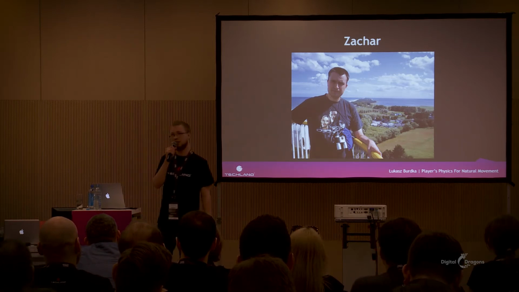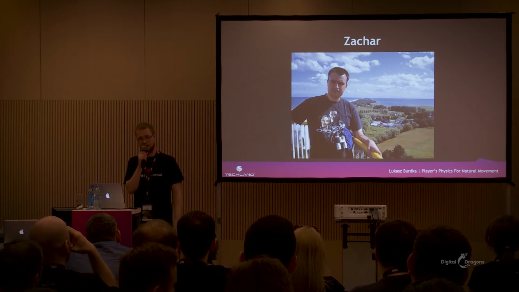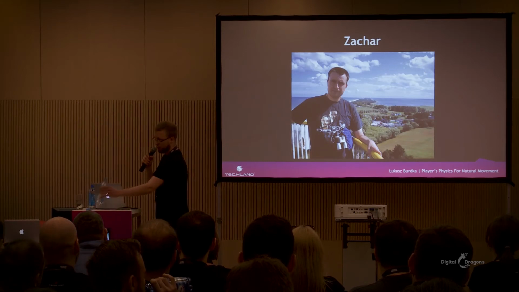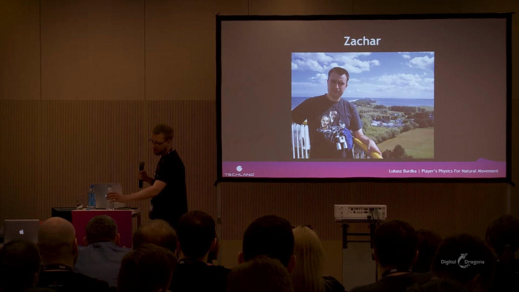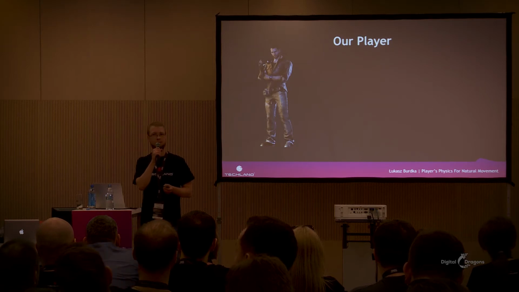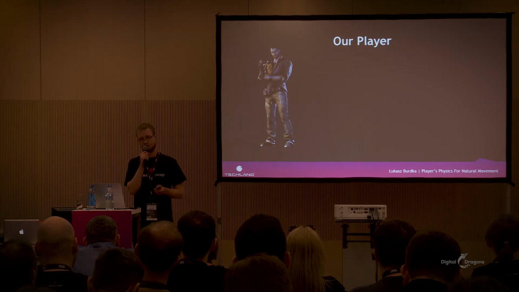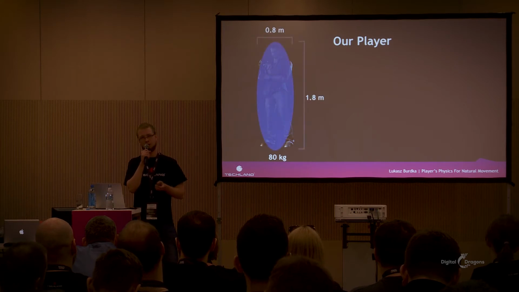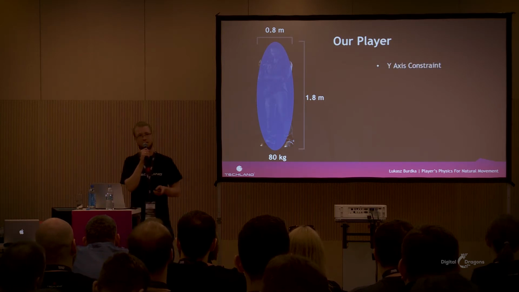I joined him mid-project, when the decision about physics configuration was already made. Now I'll tell you how we've done it, what worked well, and what problems we faced. So as I already told you, we decided to use a physically simulated dynamic controller in Dying Light. Our body weighed 80 kilograms. For the collider, we used a 1.8 meters tall and 0.8 meters wide ellipsoid, which is a sphere scaled along the vertical y-axis.